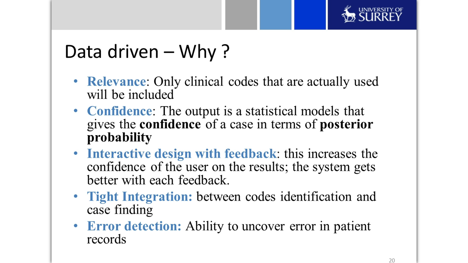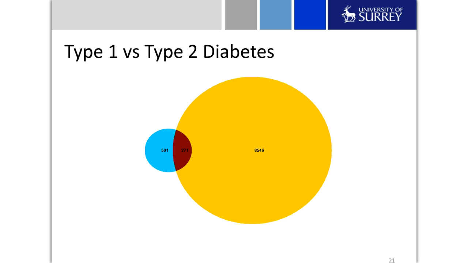Fourth, there is a tight integration between codes identified and the case finding. Here the cases are the patients, so we will know that the codes will be relevant and they can be used to distinguish patients. Finally, because the output is a statistical model, we can use the output to detect potential errors or mislabeling in the data. Let's take a real case study of distinguishing type 1 from type 2 diabetes.